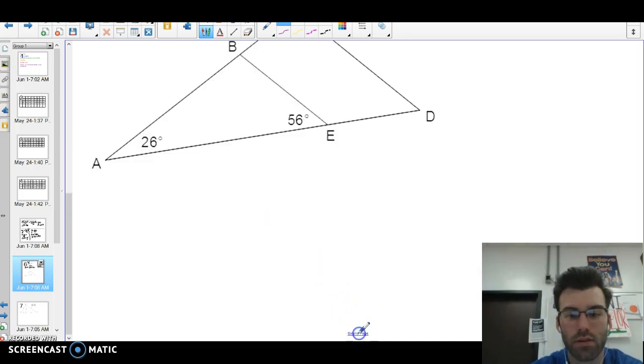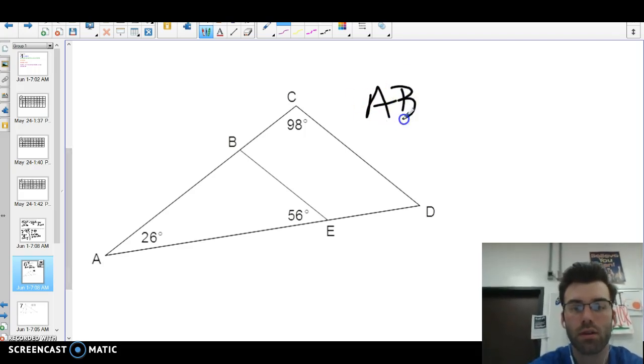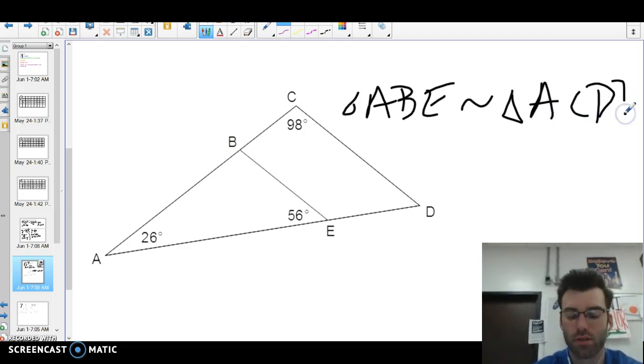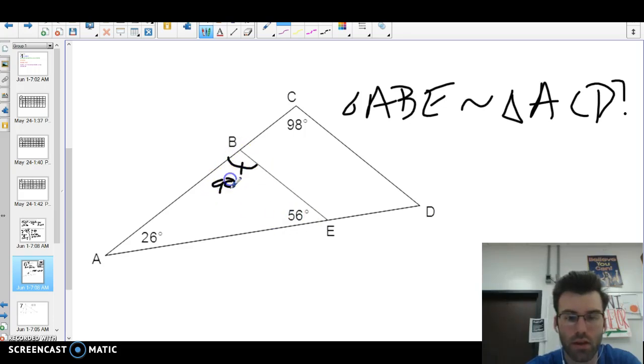All right, let's look at these 2 triangles. I'm looking at triangle ABE, and the question we're asking is: is triangle ABE similar to triangle ACD? Well, if you look here, you've got 26 and 56. If you subtract from 180, this is going to be 98 degrees. So I have 1 congruent angle here and 1 congruent angle here. I'm looking at the huge triangle now.